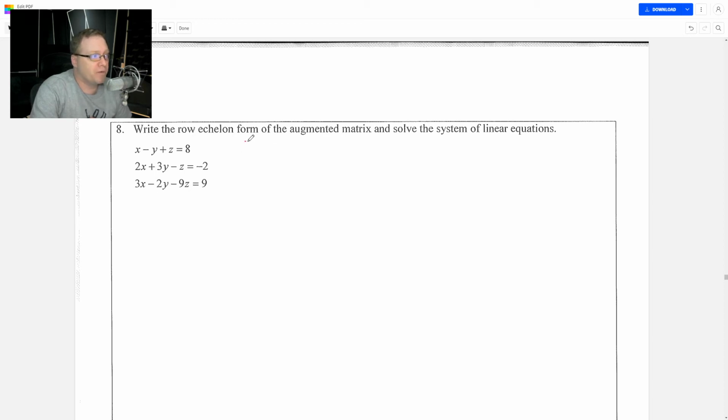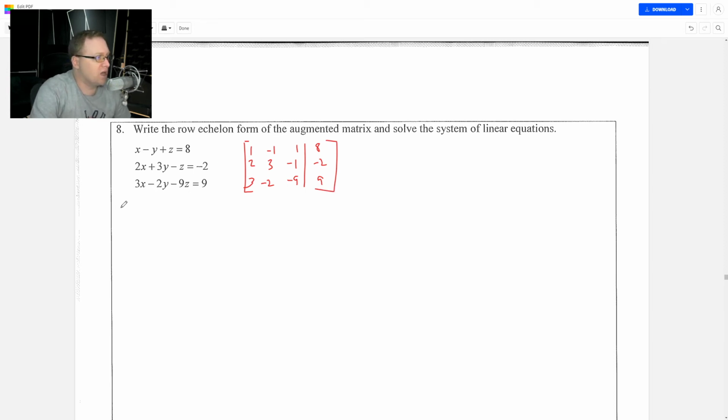Now, step 1, we need to write the augmented matrix. All right, so 1, -1, 1, 8. Then we have 2, 3, -1, -2. Then 3, -2, -9, 9. All right, so this is our augmented matrix.